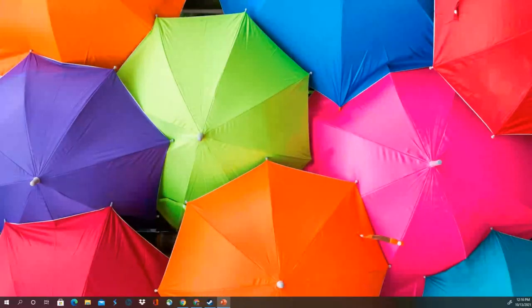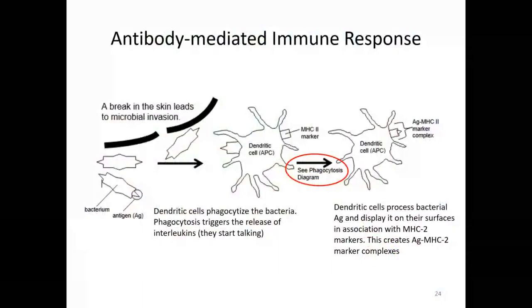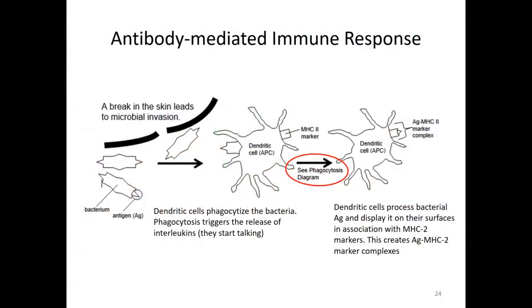This video is going to be all about B cell activation. B cells are part of our humoral response, which is also called the antibody-mediated immune response. Remember, we've been talking about our specific immunity, and there are two branches, or two arms, to our specific immunity: the humoral response and the cellular response.